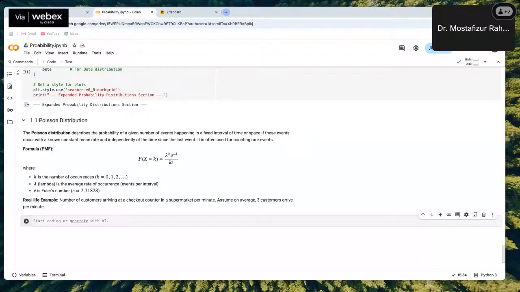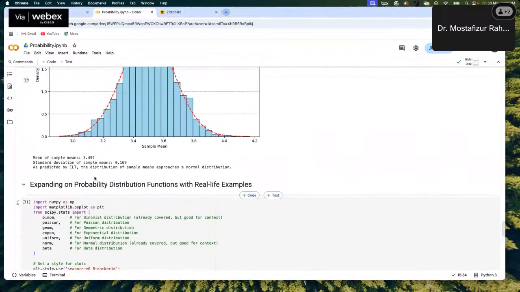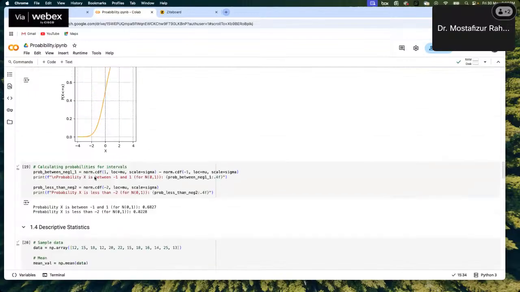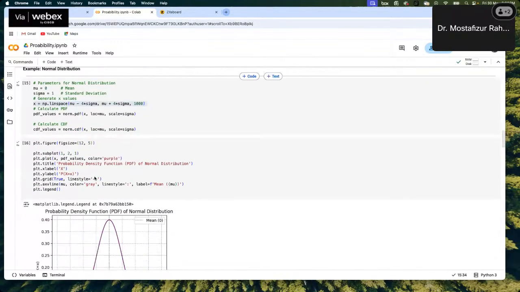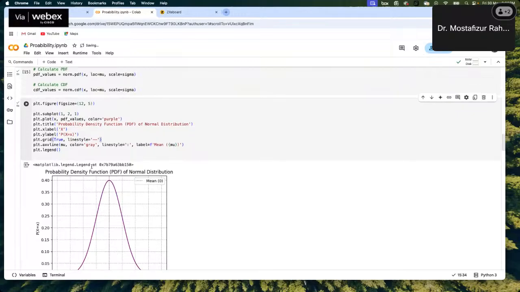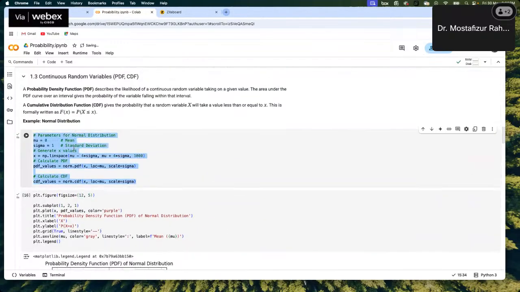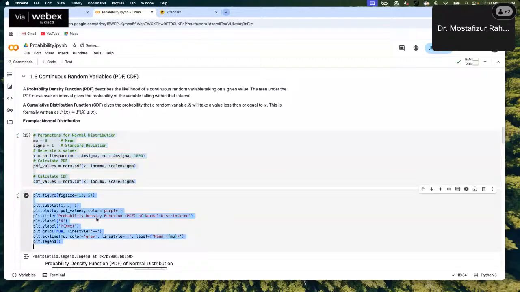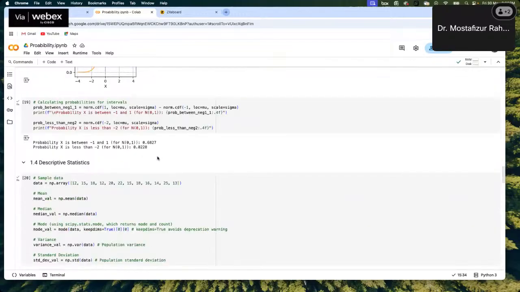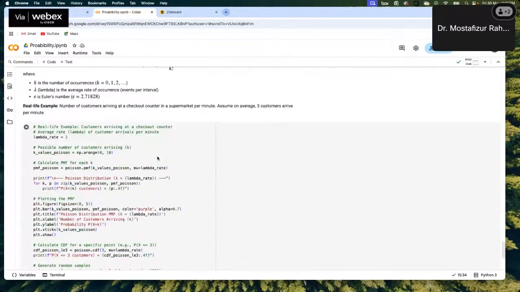PDF means probability density. Yeah, probability density. Okay, I'll share the code. Asking probably for this normal distribution. Let me copy and paste.